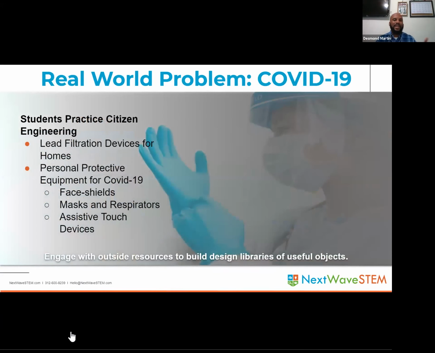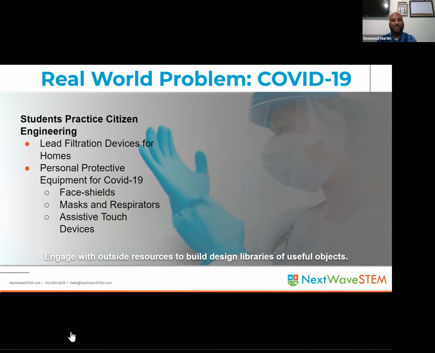So some examples here. What are some immediate impacts that our students can make with these different technologies? And in this case, we're really talking about citizen engineering. Our students engaging with solving problems using STEM that help their fellow citizens, that contribute to what's happening in the world around them. Students practicing citizen engineering have this opportunity to make devices that help.